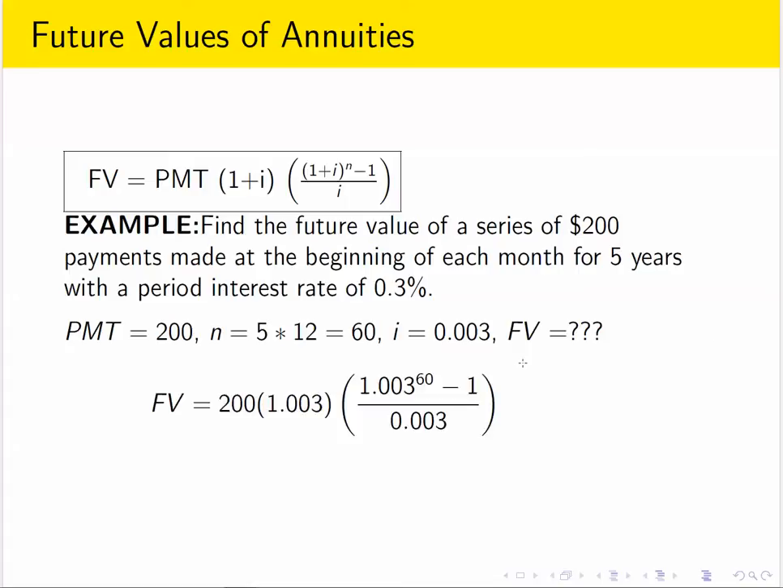So we plug our values in. 200 for PMT goes right here. 1 plus i shows up here and here. n is 60 payments, and i is again in the denominator. Plug that into a calculator carefully, and you end up with $13,165.70.